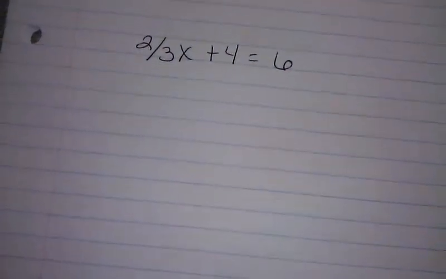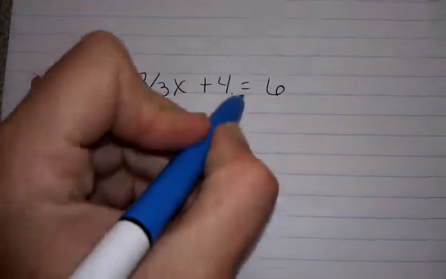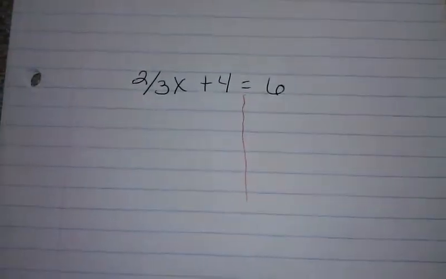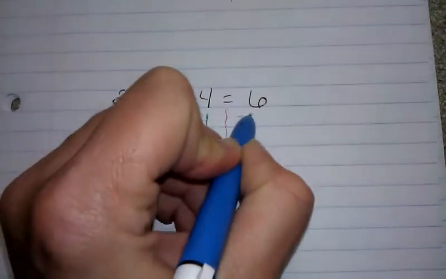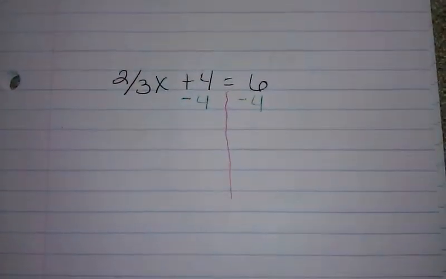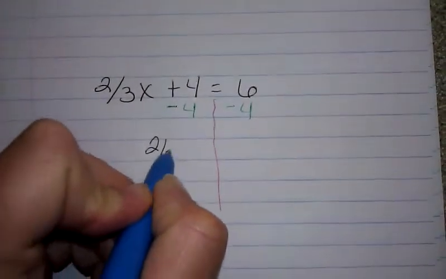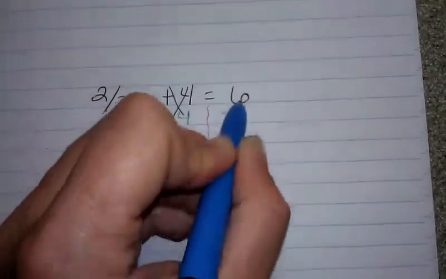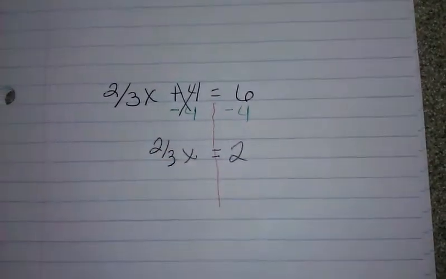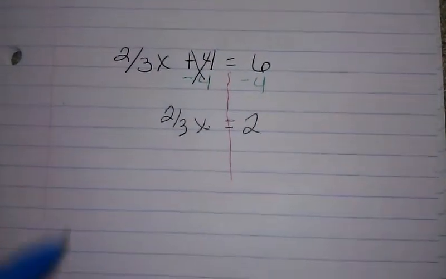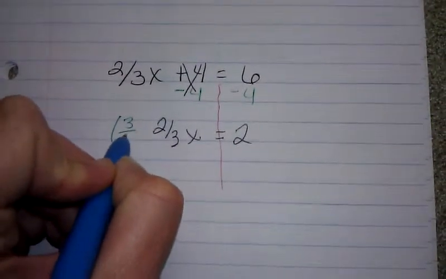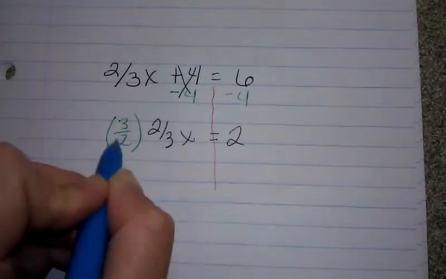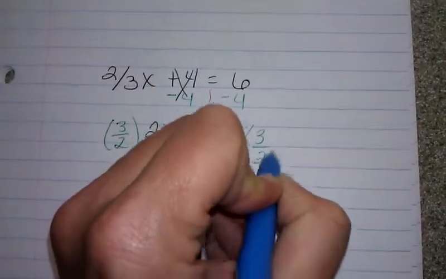Next one. Pause the video, come back and see how you do. Draw a dotted line right here. And I will subtract 4 from each side. I get 2/3 x. 6 minus 4 is 2. And then you have 2/3 times x. Well, to get x by itself, you have to multiply by the reciprocal. So we multiply by 3 over 2. And what you do to one side, you do to the other.